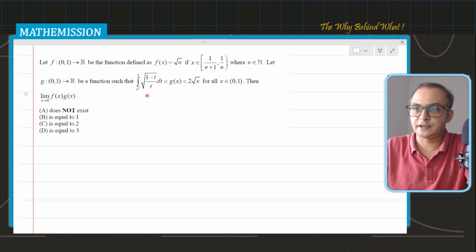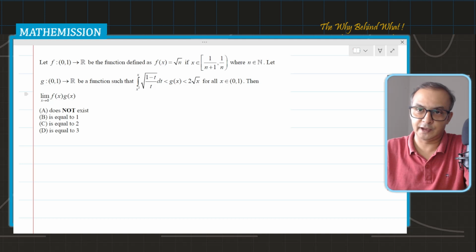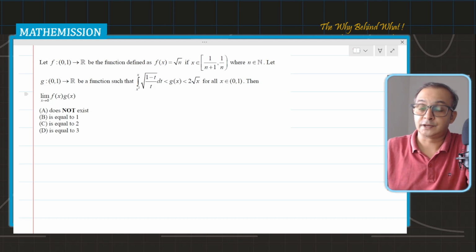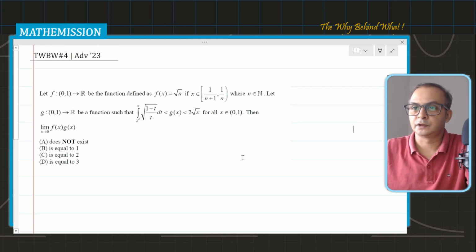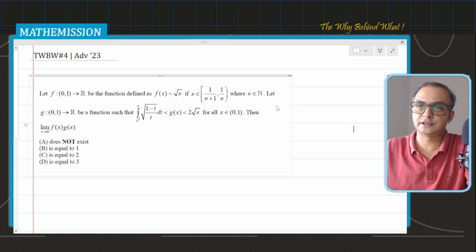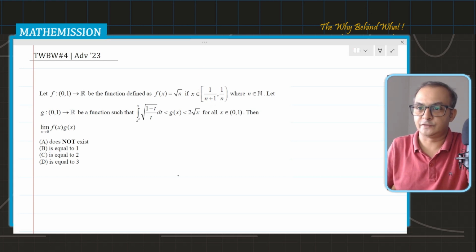So when we see the inequality, the first thing that comes to our mind when we have a limit to evaluate is the Sandwich theorem. But how do we apply the Sandwich theorem? We have to understand. So first of all, let's try to understand f(x), how it is defined and what is the meaning of such a definition.